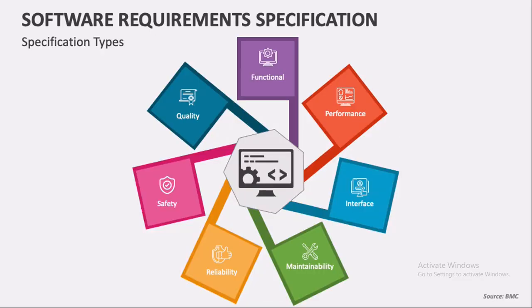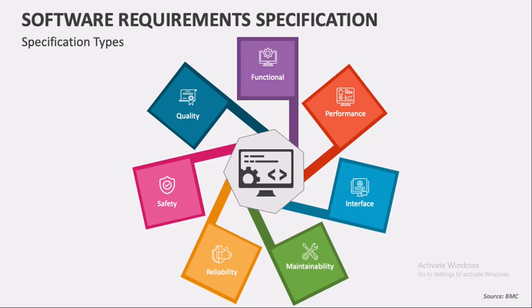So in this slide we are going to see the specification types, that is an infographic. So requirements are categorized into different types. First, you can see here we have quality, functional, performance specification, then interface specification, maintainability, then reliability specification, and safety. So these are the metrics of your requirement specification.